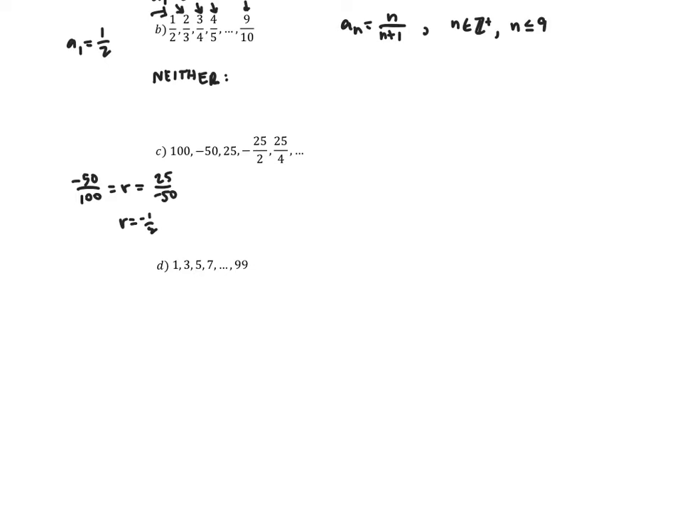Okay, so let's construct a sequence here. I'm going to take 100 and multiply it by negative 1/2. Now, I need to make the exponent such that the first term would still be 100. So if the first term, a sub 1, equals 100, then I want negative 1/2 to the 0 power. So I'm going to take n minus 1. Okay, so a sub n would equal 100 times negative 1/2 to the n minus 1 power. That's true. It looks like it's an infinite sequence, so n is in Z plus, no limitation on n.